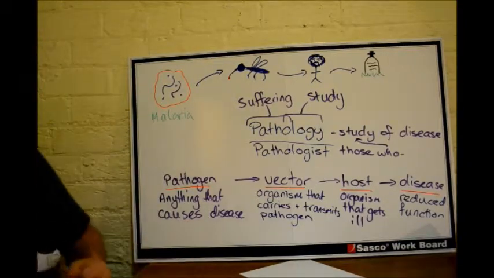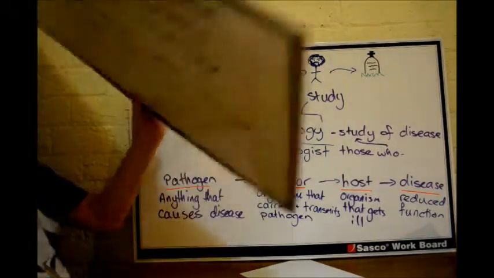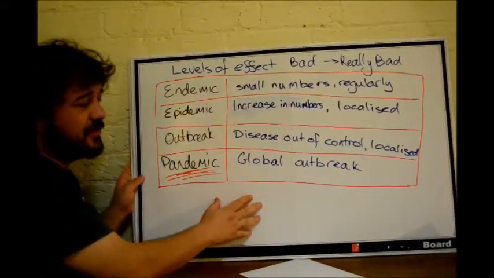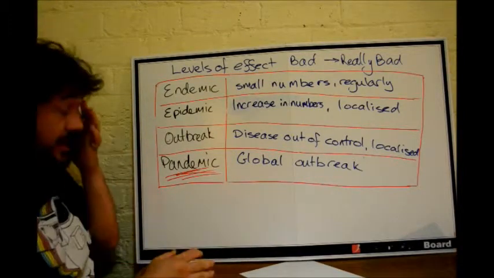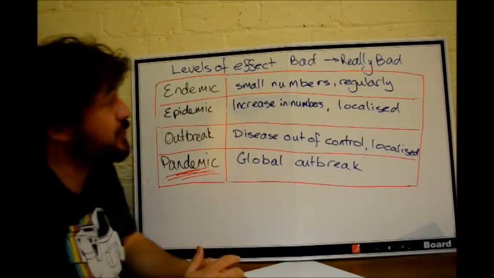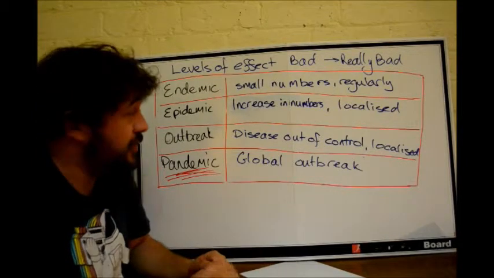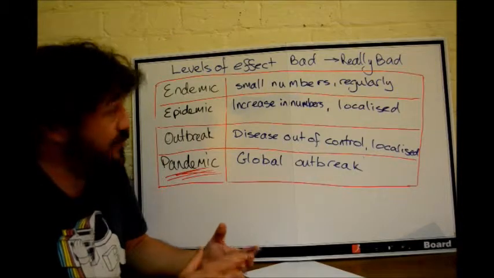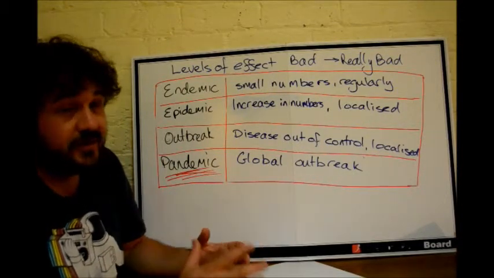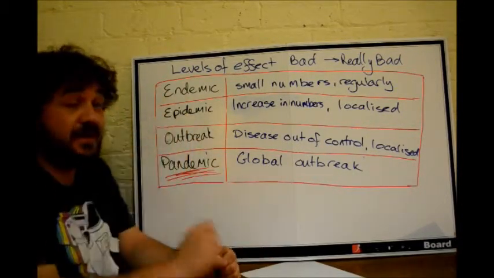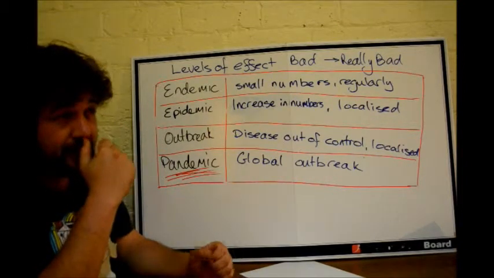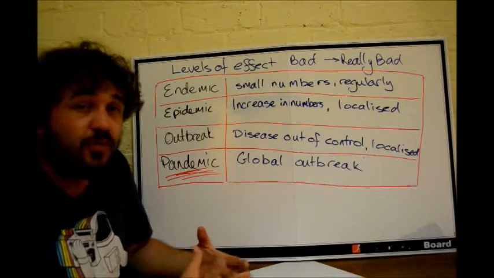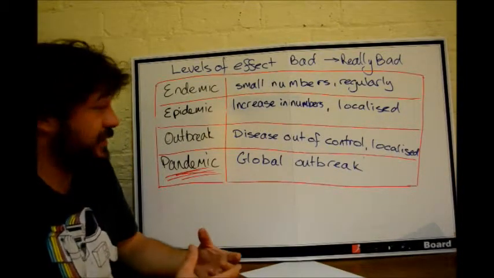Alright, now, when we study diseases, we might study the spread of diseases as well, and that's a particular scientist called an epidemiologist. And she'll have a few words up her sleeve as well. So basically we're looking at the levels of disease here, from bad to really bad to, oh my god, we're all going to die. Now, we start off at an endemic, okay, so that's just small numbers of people being affected on a regular basis, okay, so a small number of people regularly affected.